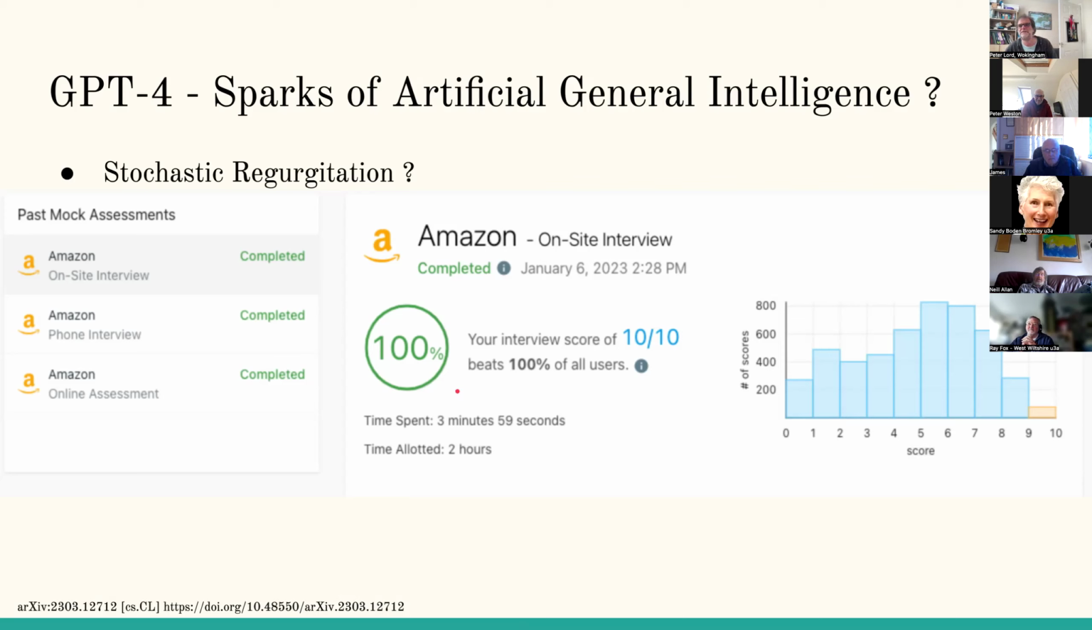And this is GPT-4 trying to apply for a job at Amazon. And you can see time allocated was 2 hours. GPT-4 spent just under 4 minutes answering the questions. It got 100% right, and it beats 100% of all other users. So I don't know if you want to employ GPT-4 as an employee at Amazon, but it shows you that it's actually doing pretty well when you think these systems are a whole bunch of trained weights.